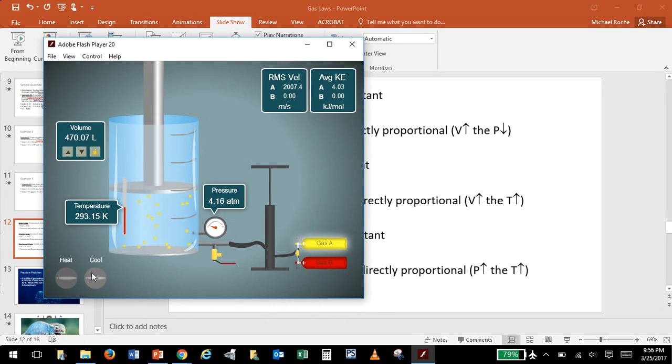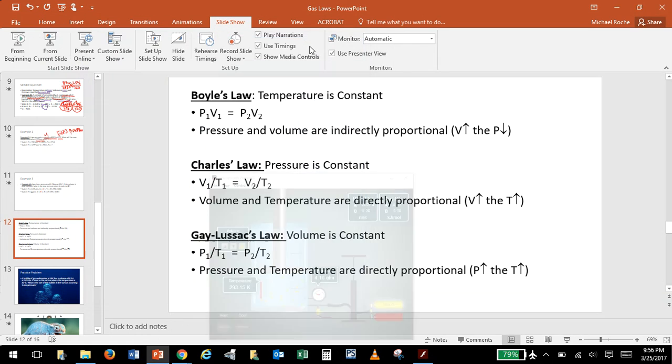So this all works with this interactive simulation. That's what I would recommend you do to understand these laws. I won't ask you the names, but you should understand the relationships.